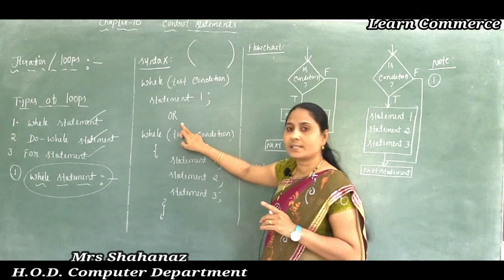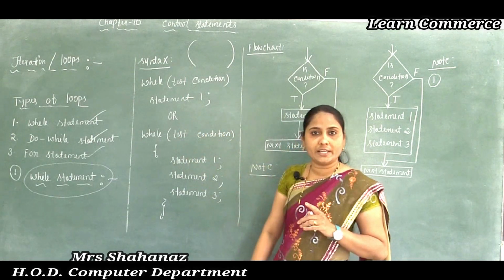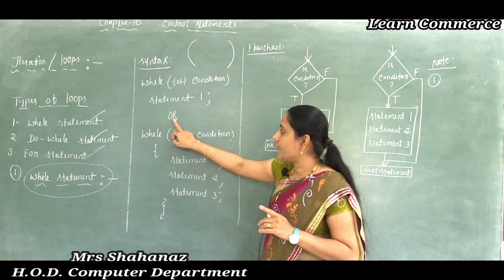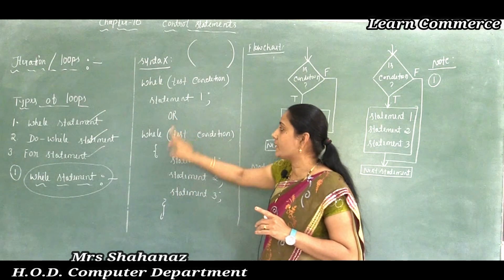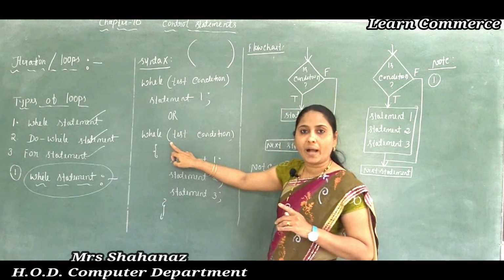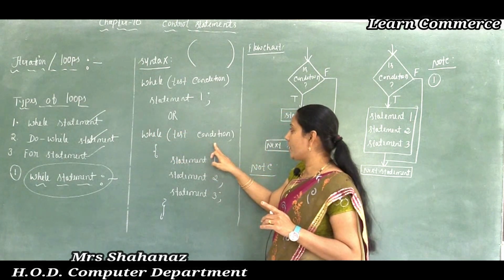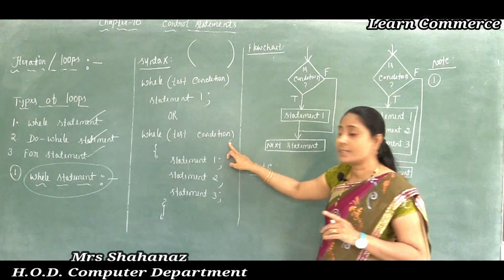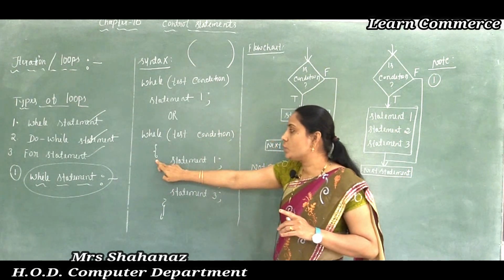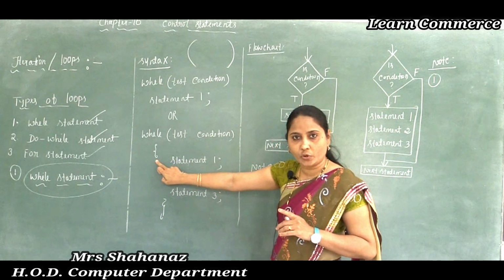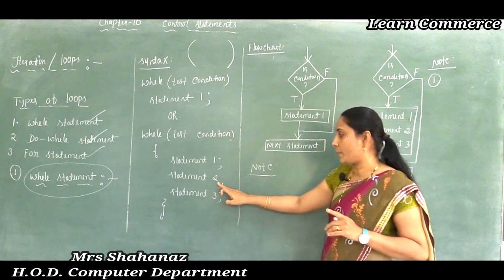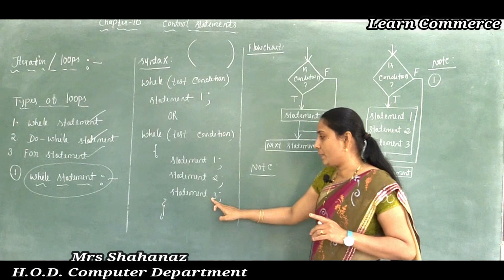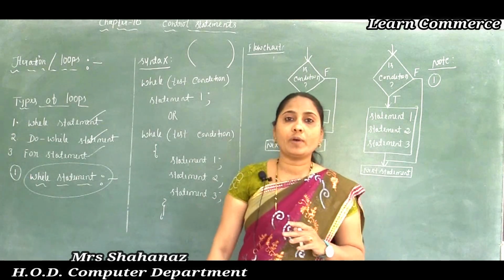Let's see the other syntax of the while statement. The other general form we can write for the while statement is: while, opening of the parenthesis, test condition, closing of the parenthesis, and next we need to open the flower bracket. Statement 1 semicolon, statement 2 semicolon, statement 3 semicolon, and closing of the flower bracket.